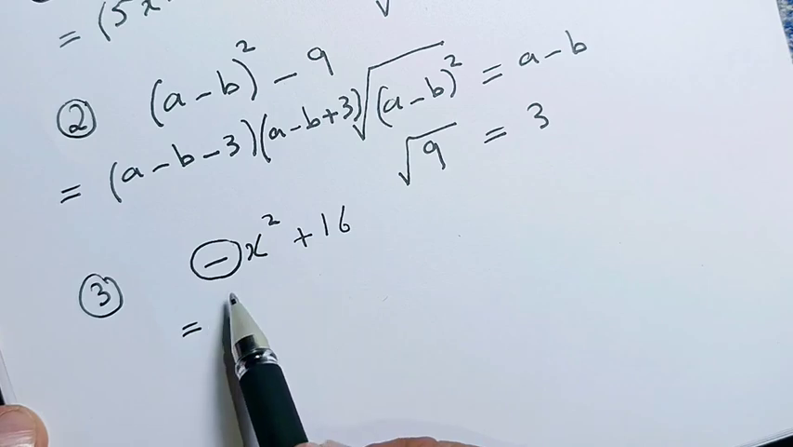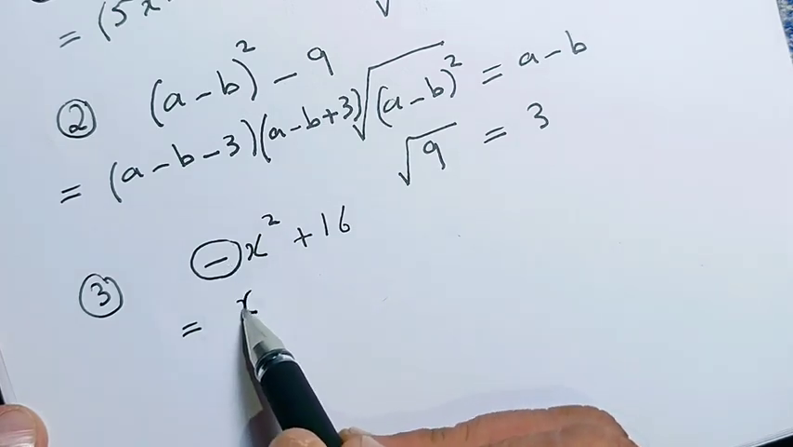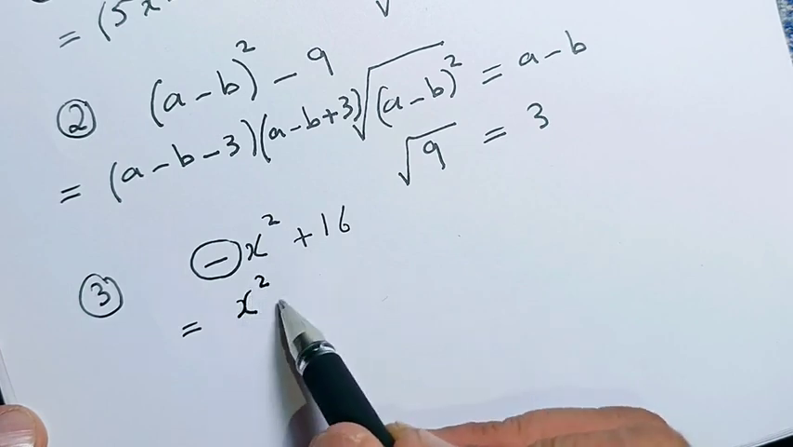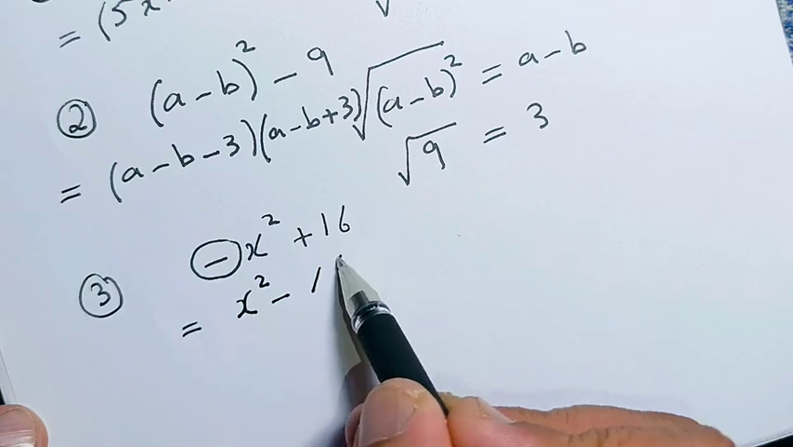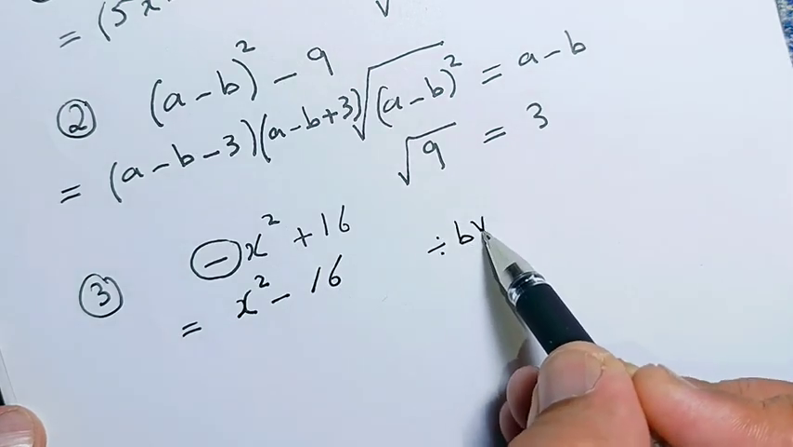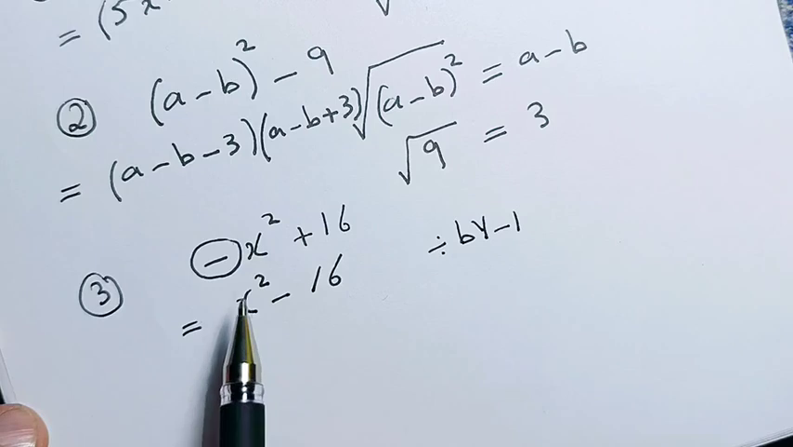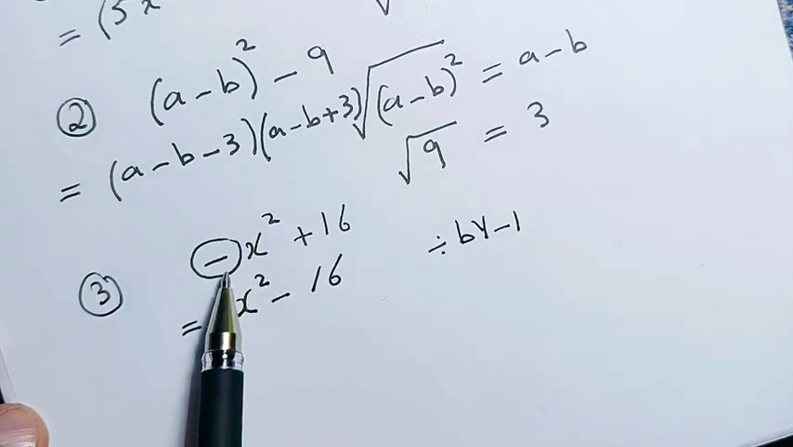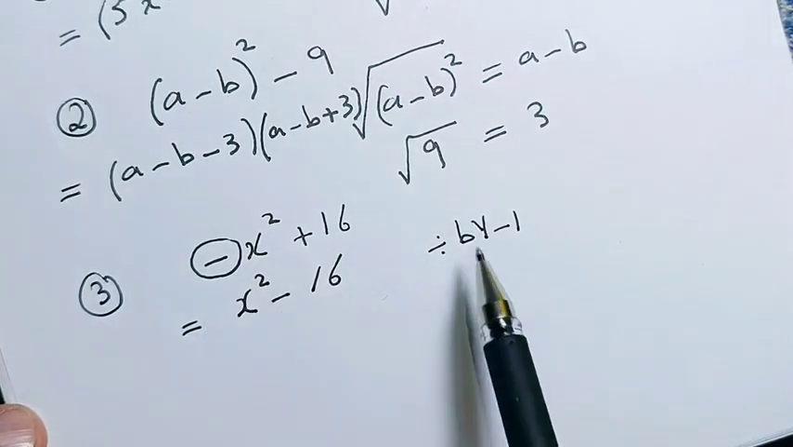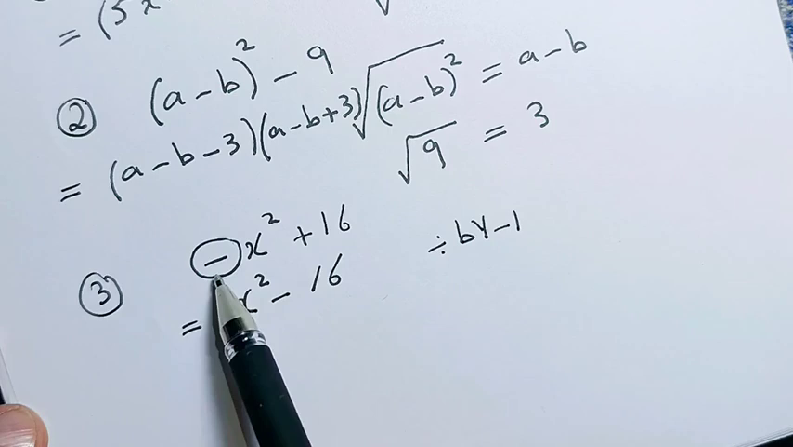So if I divide by negative 1, negative negative becomes positive, so it's going to be x squared, and positive becomes negative 16. Whenever you see the first term with a negative sign, you must divide by negative 1. We cannot factorize if the negative sign is outside.